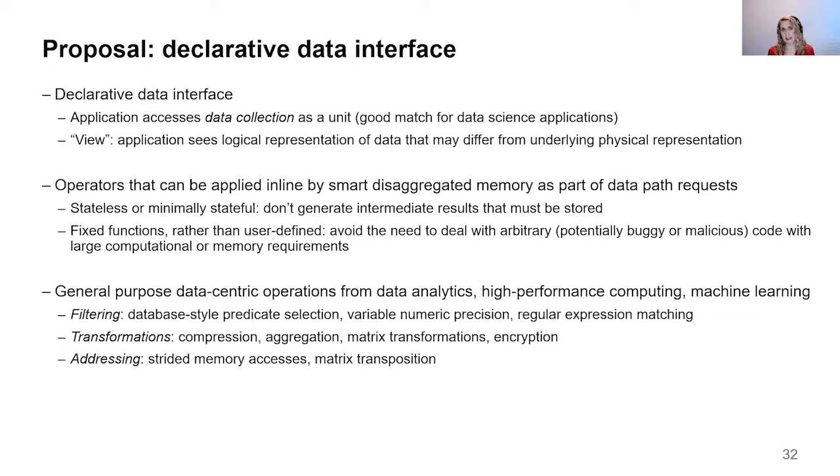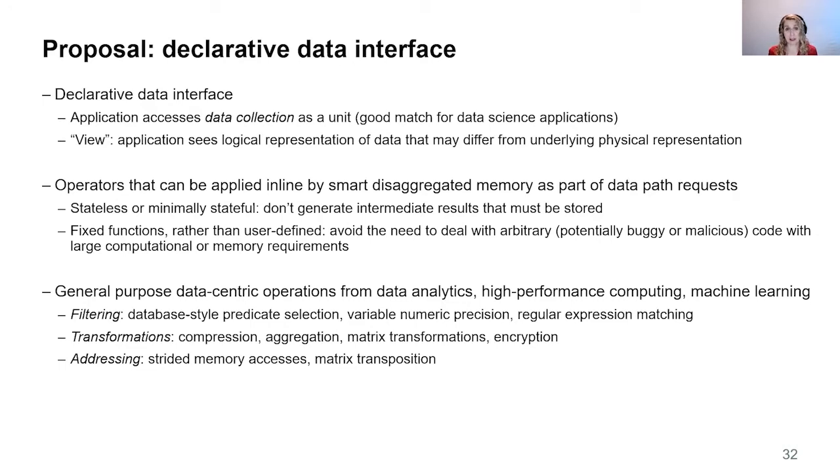If you look across a range of different applications, there are some general purpose data-centric functions that are pretty common across all of those different application areas. And those are the things that we want to target with this work. In particular, there are three categories that we've been looking at. One is filtering operations, so things like predicate selection, regular expression matching, numeric precision reduction, and so on. Those are great at potentially reducing the amount of data that's actually sent over the network.